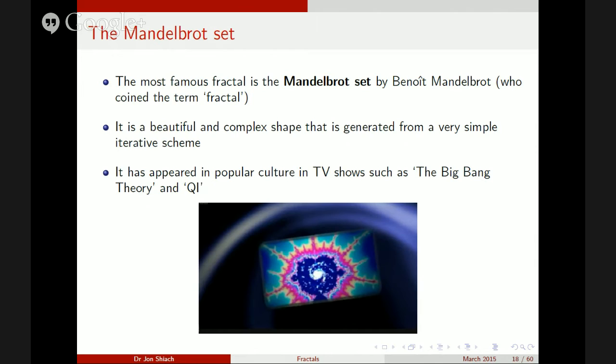This image here is actually the Mandelbrot set, and it's appeared in Futurama, Simpsons, Big Bang Theory. It comes up in a lot of popular culture. So that's why I thought we'd have a look at it, and it's quite a nice thing to look at.